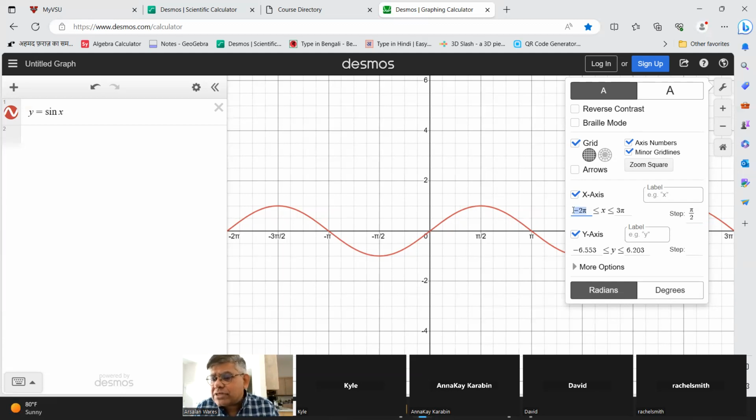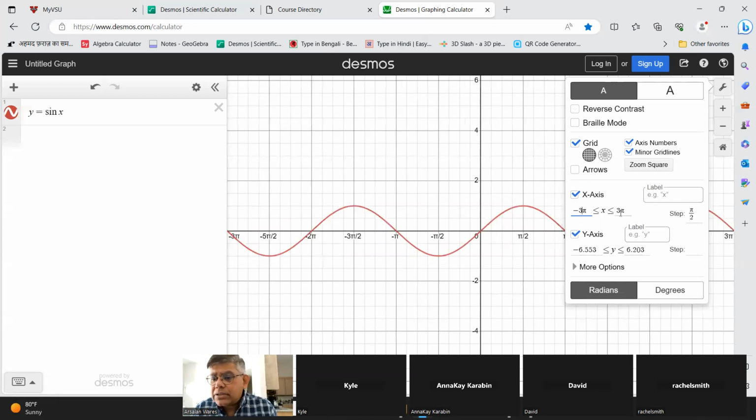On the x-axis, I want the left-hand side to be negative 2 pi. Let's make it negative 3 pi, and the right-hand side to be positive 3 pi. You can choose negative 4 pi, positive 4 pi, negative 5 pi, positive 5 pi. That's up to you.